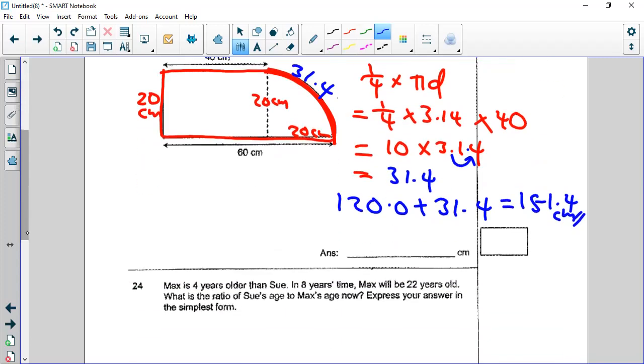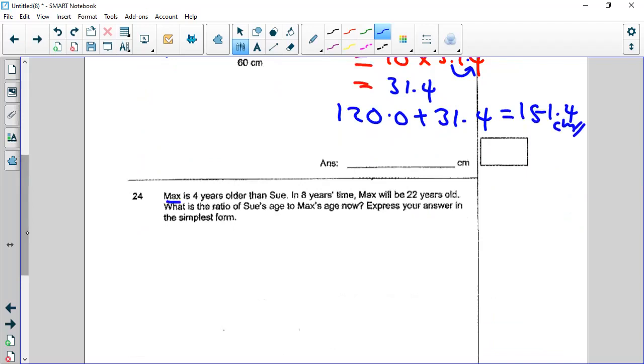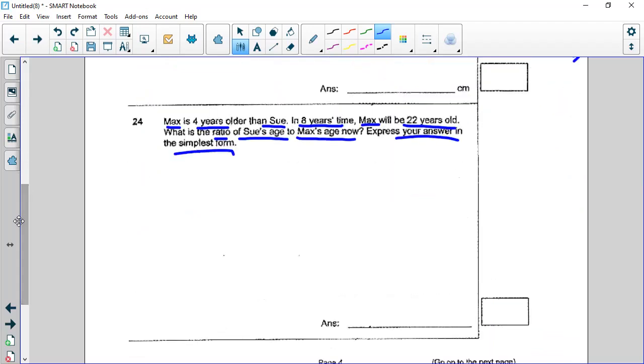Okay, Max is 4 years older than Sue. In 8 years' time, Max will be 22 years old. What is the ratio of Sue's age to Max's age now? Express your answer in the simplest form. Every time there's an age problem, it's always a before and after problem, right? If it's an age problem, then you have something called before and after, and you can draw a model. So I can call the before the now, and I can call the after the future. You can even change the label, now and future.